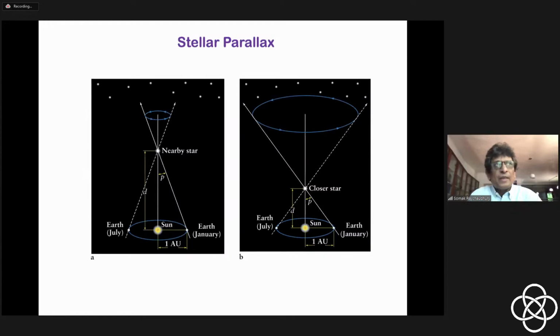You use a method called stellar parallax. This is highly exaggerated, but it works on the principle that the further away a star is, and this really works on the very nearest stars. It doesn't work on even all stars in our galaxy. You'll see soon why. But it works on the principle that if you see the same star from two different directions, then the amount that the star shifts depends on how far away it is.